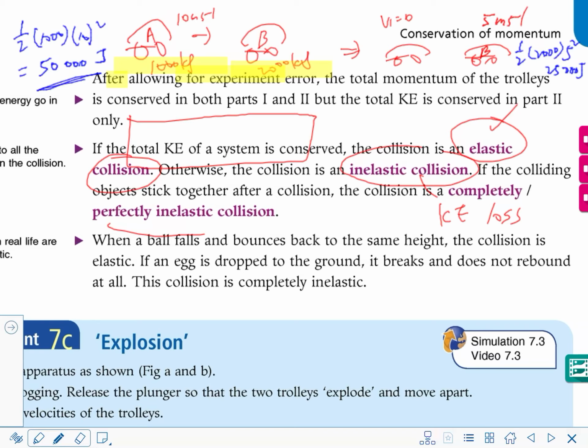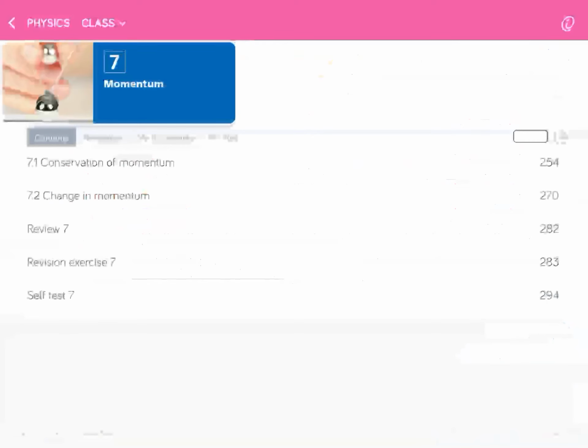So when you think about the total KE of the system, that means the KE of both A and B, you can see there is a decrease in KE of the system. So it belongs to inelastic collision. Now, if you calculate and the total KE is unchanged, it will be an elastic collision. If all the KE is lost, it will become a perfectly inelastic collision.